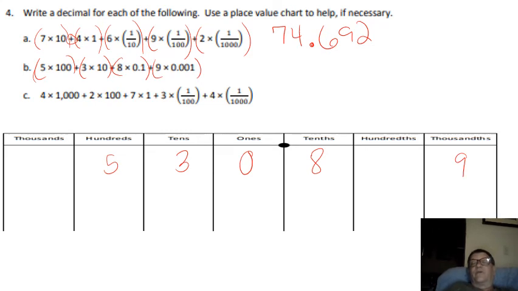Now once again, there's nothing in the hundredths. So I have to put a 0 there. So our answer now is 530 and 809 thousandths. Okay, our last one.